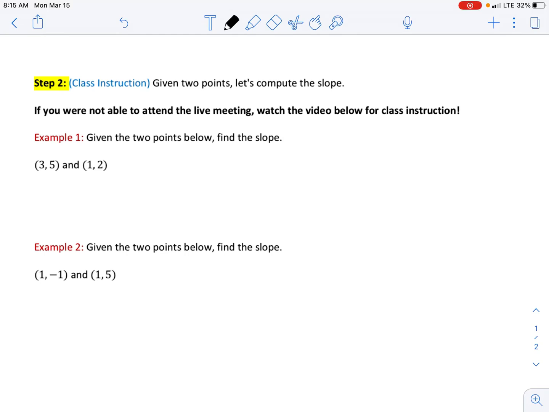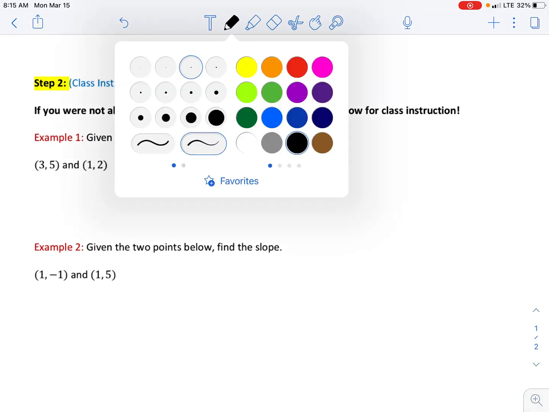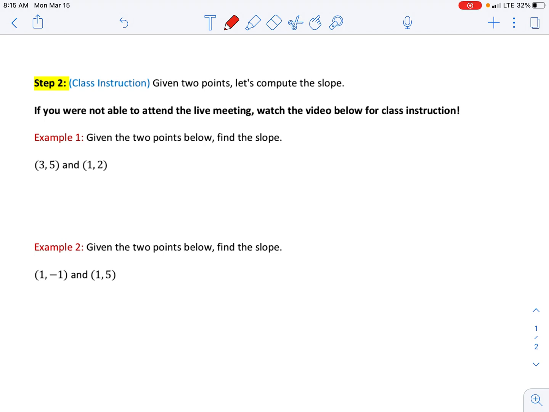In this video, we're going to compute the slope given 2 points. So here in the first example, it says given the 2 points below, find the slope. So what I'm going to do is use this formula that I know for computing the slope, which is m is equal to y2 minus y1 over x2 minus x1.